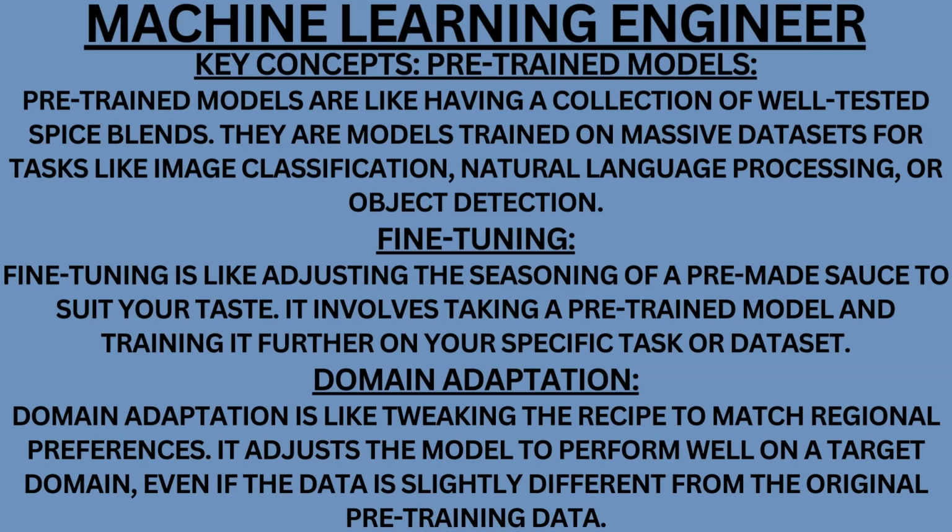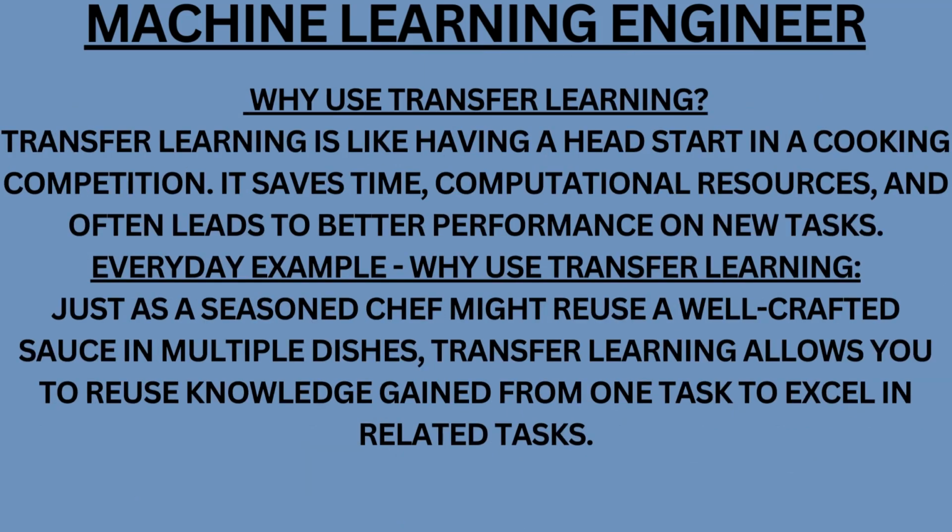Domain adaptation. Domain adaptation is like tweaking the recipe to match regional preferences. It adjusts the model to perform well on a target domain even if the data is slightly different from the original pre-trained data. Why use transfer learning? Transfer learning is like having a head start in a cooking competition. It saves time, computational resources, and often leads to better performance on new tasks.